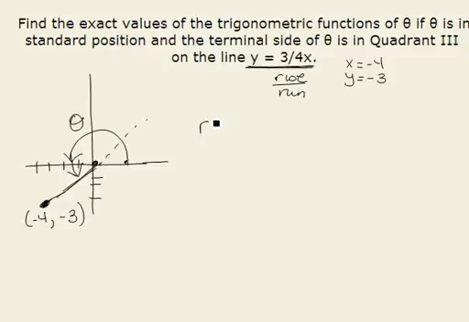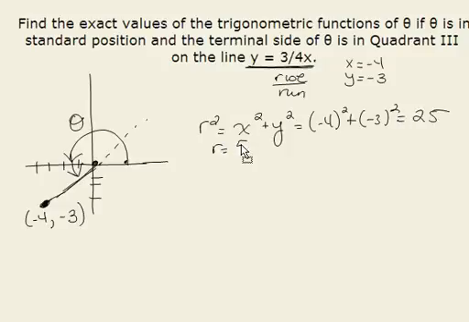We would first find r, knowing that r squared is equal to x squared plus y squared, or -4 squared plus -3 squared. 16 plus 9 is 25. That gives us r equaling the square root of 25, or 5.